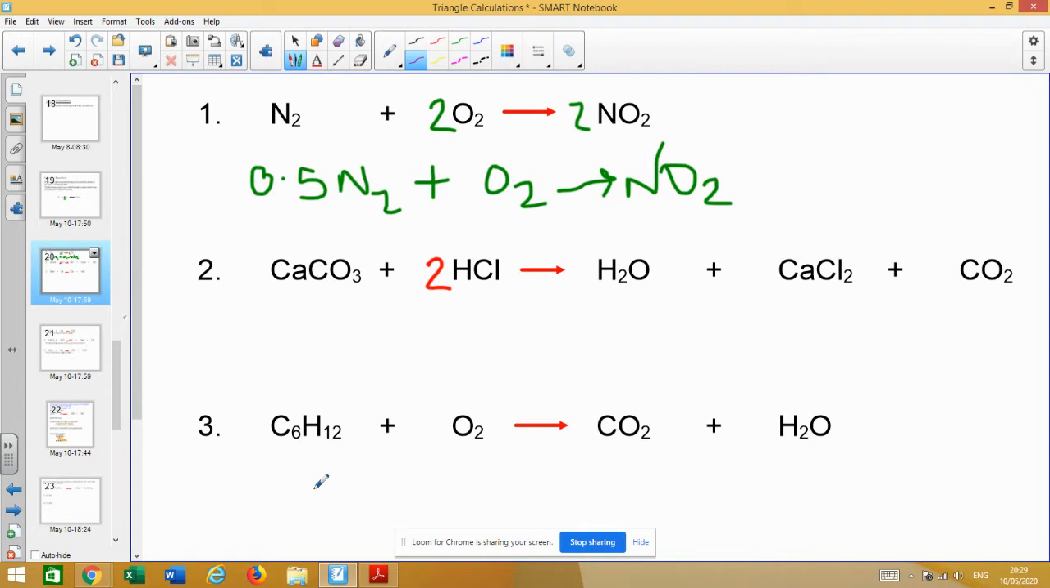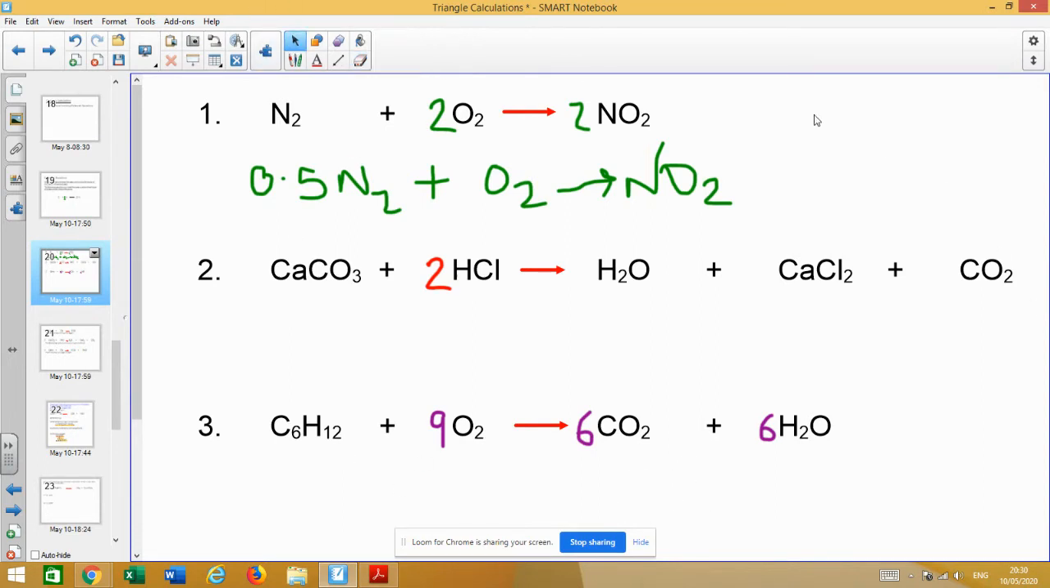For the third example, this is a combustion reaction, combustion of hexane. So we've got 6 carbons on this side and we've only got 1 here, so we need to times this by 6. And for hydrogen, we've got 12 here and we've got 2 here, so we need to times this by 6. Now by doing this, we've really changed the number of oxygens in the products, so we need to work this out. We've got 6 times 2 here, so we've got 12, and then we've got 6 times 1 there, so 12 plus 6, so we've got 18 oxygens altogether on this side. And we've got 2 here, so we need to times this by 9, so that overall we get 18 on the reactant side.